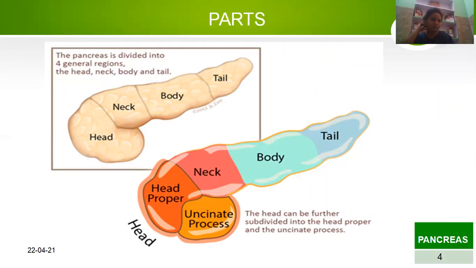Now, what are the parts of the pancreas? The pancreas has four parts: head, neck, body, and tail. It's a J shape, oblique, with head part, neck part, body, and tail. The head is further divided into two parts: head proper and uncinate process.